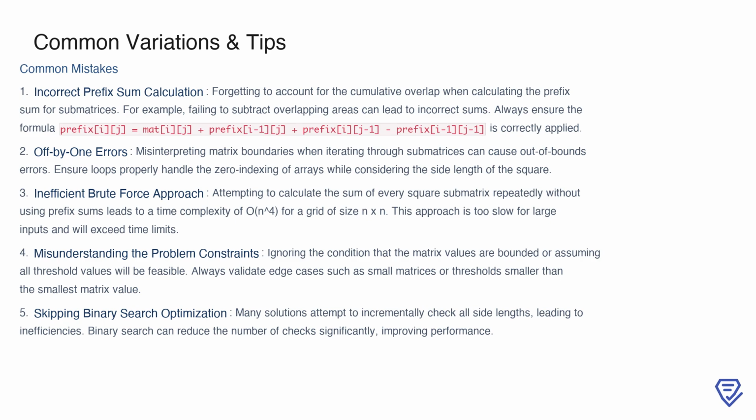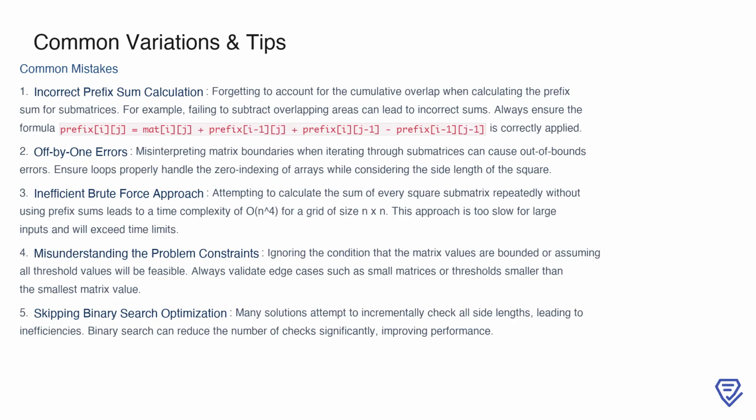Next, off by one errors are another challenge. These occur when handling matrix boundaries, especially with zero-based indexing. Make sure your loops are carefully designed to avoid out-of-bounds errors when working with different side lengths. Another major issue is relying on a brute force approach. Calculating the sum of every square submatrix repeatedly leads to a time complexity of O(n^4) in an nxn grid, which is far too slow for larger inputs.